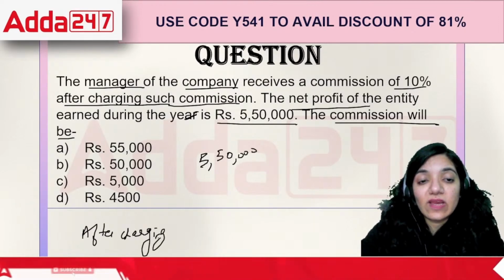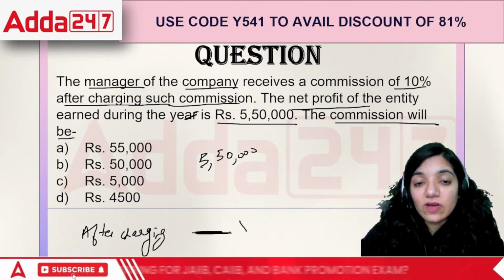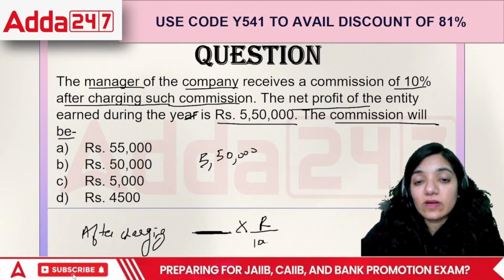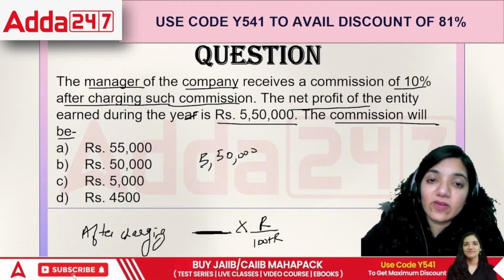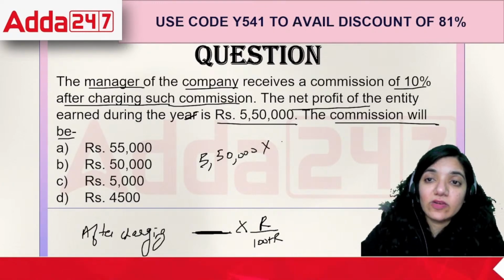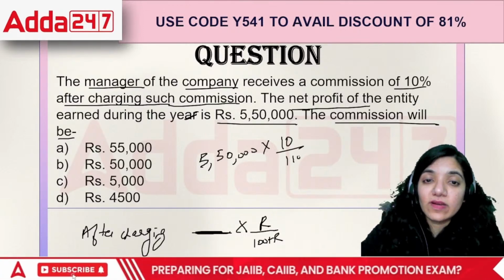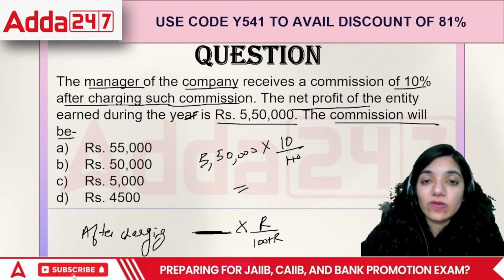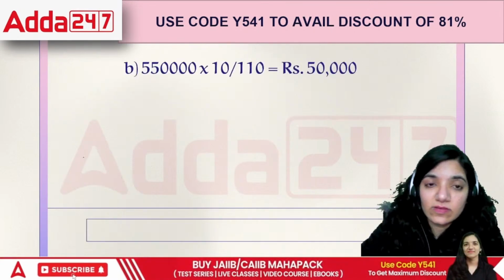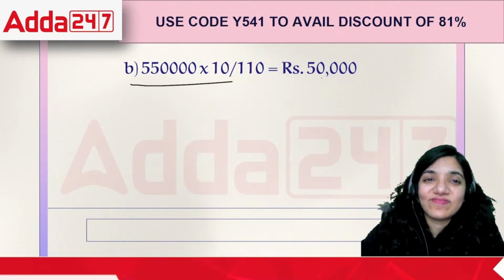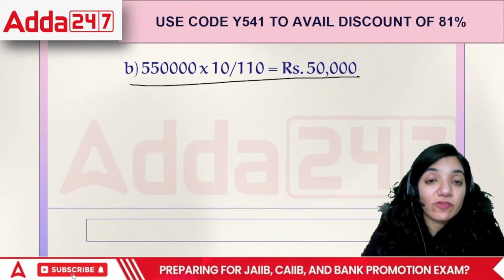So if it includes the commission, the best way, whenever the question says after charging, is to take the profit multiplied by rate upon 100 plus rate. So that's the way we can record it. That is 5,50,000 into rate, which is 10, upon 110. So in this case, the value will come out to be 50,000. That's the answer. Such kind of questions can be asked.